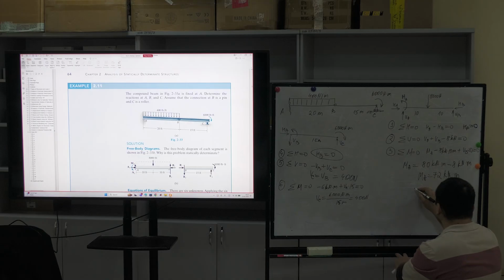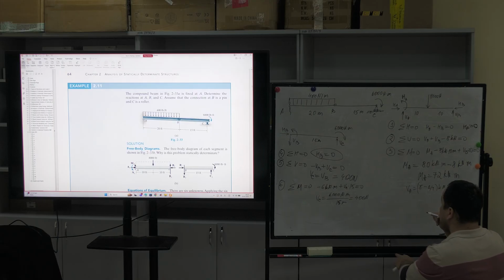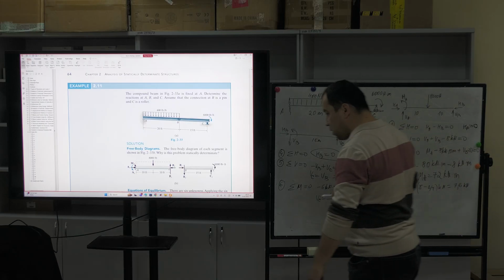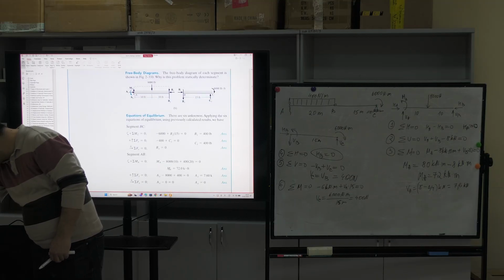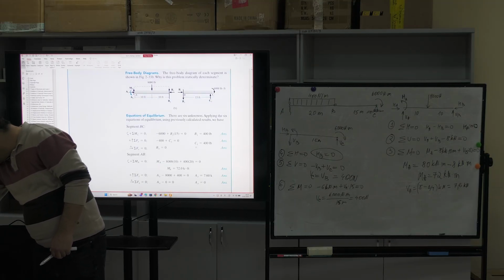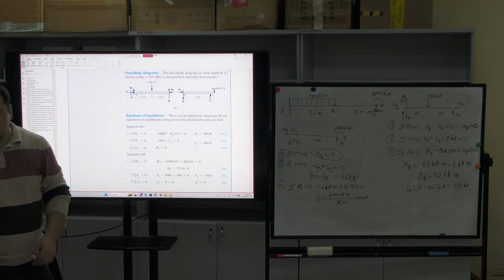And VA is equal to 8 minus 0.4 kilonewtons, which is 7.6 kilonewtons. Yes? 8,000 minus 0.4 or 400. If I didn't make any mistake, it should be the same. Let's check the results. Yes, it's almost the same results. Is it clear?